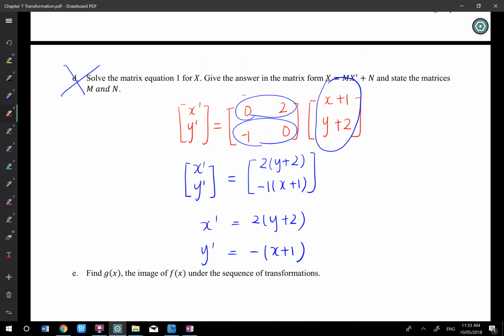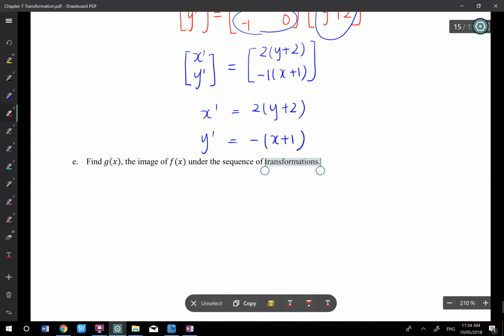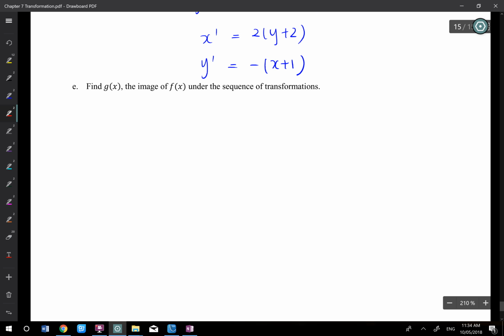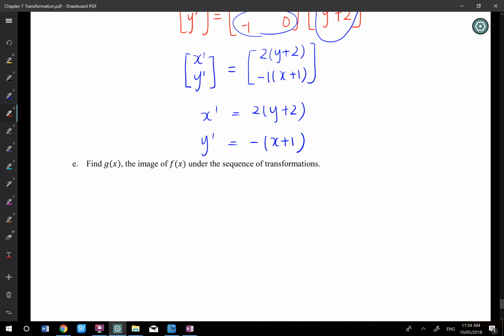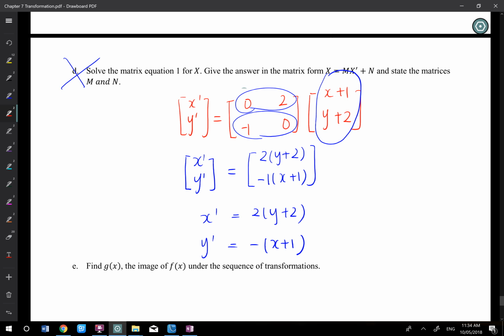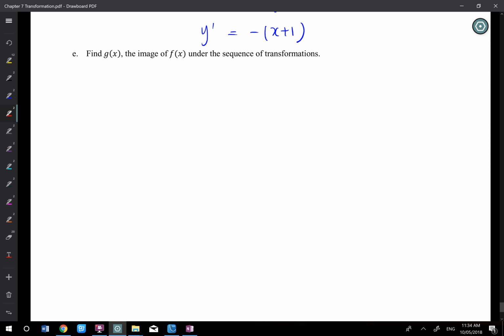Okay, a good question. Okay, let's have a look at E. I don't need C. I can skip D and we look at E. E is find g(x), the image of f(x), and the sequence of transformation. Find the equation of g(x), the image of f(x), and the transformation.